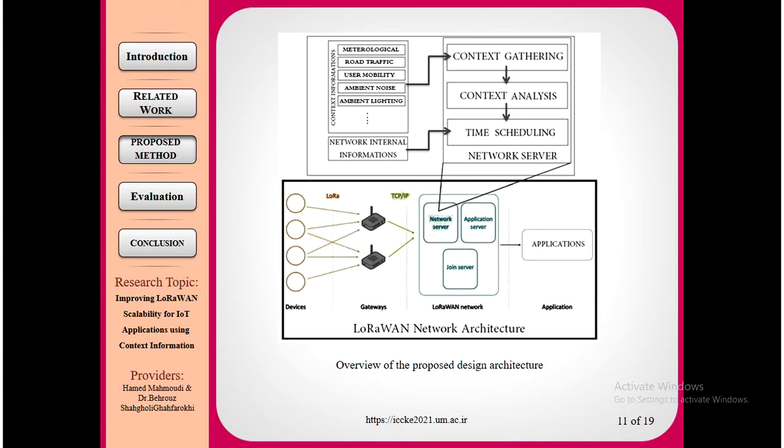The figure depicts the proposed design architecture. It shows a typical LoRaWAN network with sections added to the network server. As you can see, two sets of information are used to schedule nodes: information taken from the context, which is prepared by going through two steps, context gathering and context analysis, which we will explain in the next slide, and information that comes directly from the internal network.